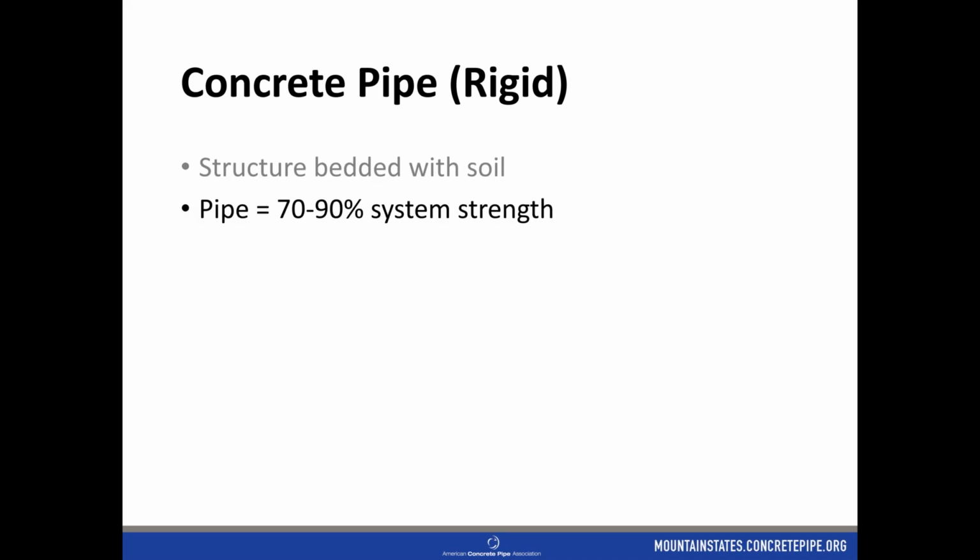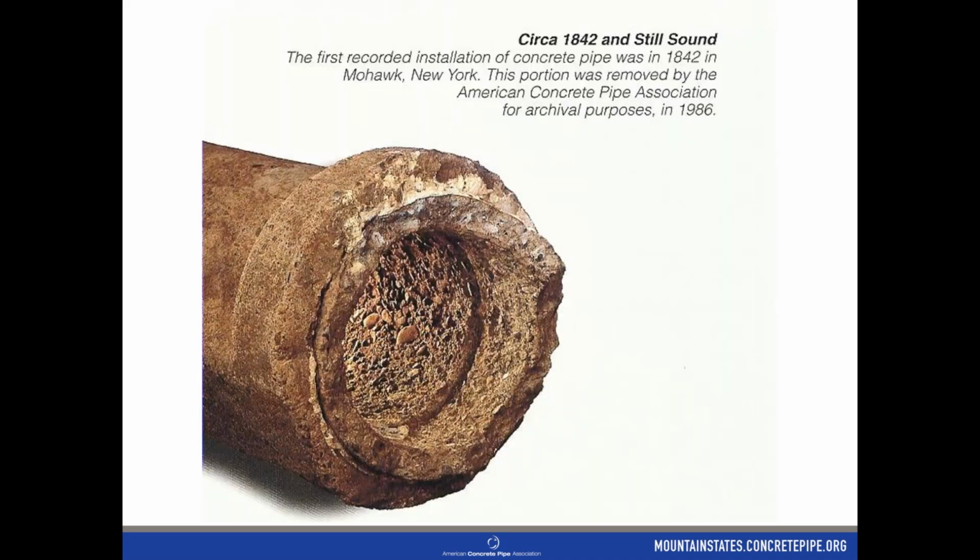Depending on the class of pipe, depending on the type of backfill and bedding, it can account for between 70 and 90% of the entire system strength is in that pipe. And so we are building and designing a structure that is delivered and placed in a trench or an embankment. This is why we tend to see a very long service life with these rigid pipes, because it is acting as a structure.